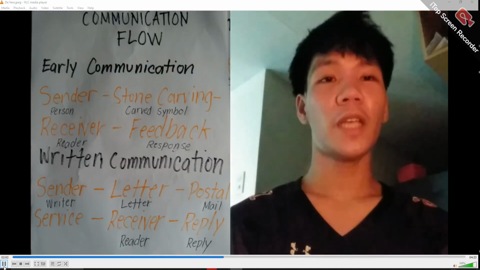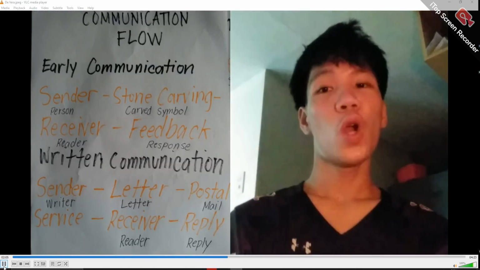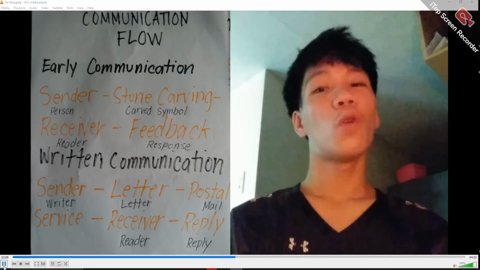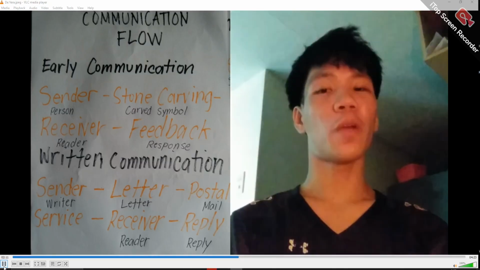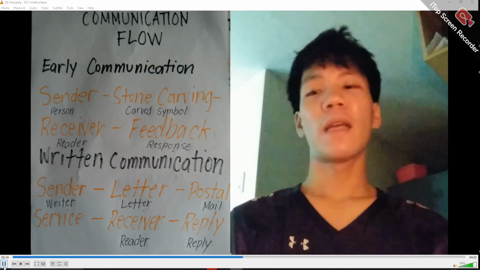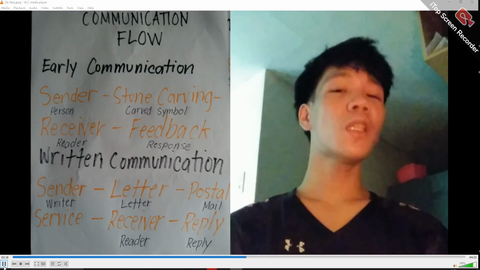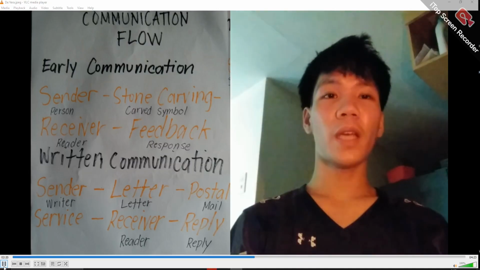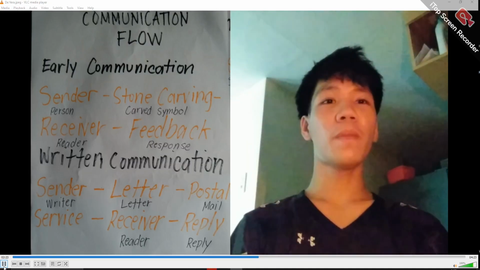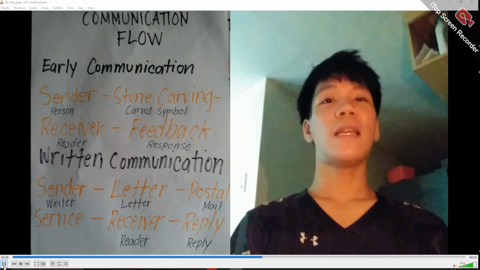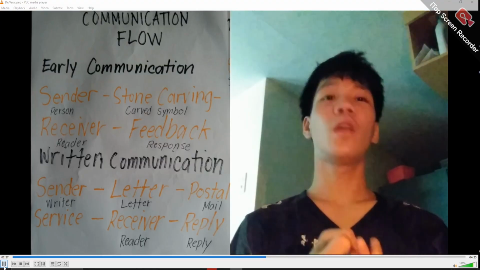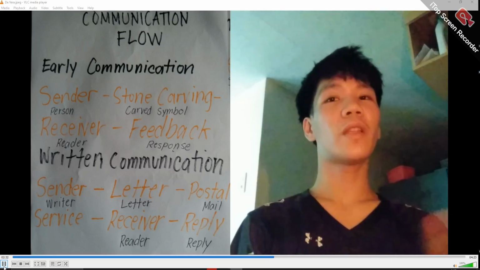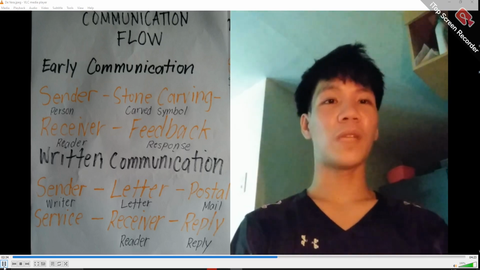For the early communication, we have stone carving, in which a person creates a message by carving symbols on stone, which another person sees and interprets. The receiver then responds through gestures, speech, or another form of communication. So, the communication flow of this early communication, which is stone carving, is: sender is the person, stone carving is the carved symbol, receiver is the reader, and the feedback is the response.